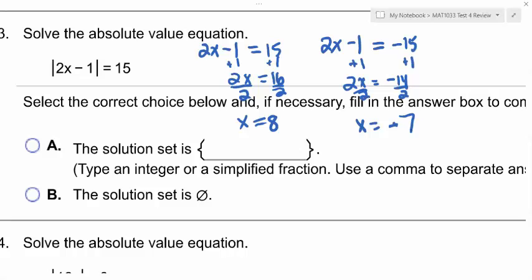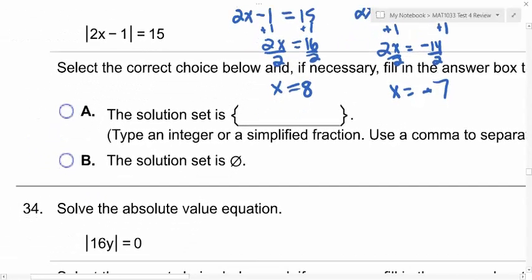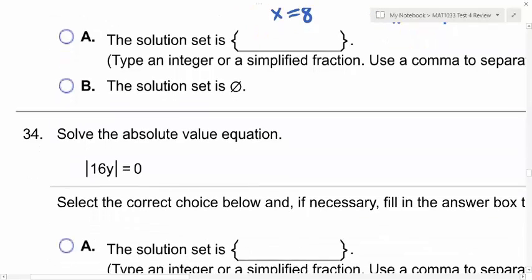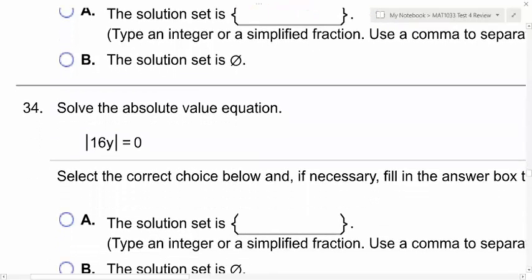Now, there's also some special cases. For number 34, the absolute value equals 0. So if you use the rule we've been doing where you set it equal to the positive number and then the negative of that number, that doesn't really make sense because negative 0 is just 0. So instead of there being two solutions here, there's only going to be one solution. Just take whatever's inside the absolute value and set it equal to 0. You can't create another equation because negative 0 is just 0.